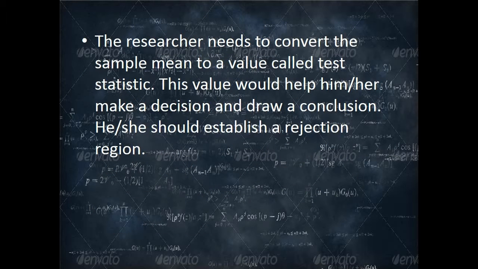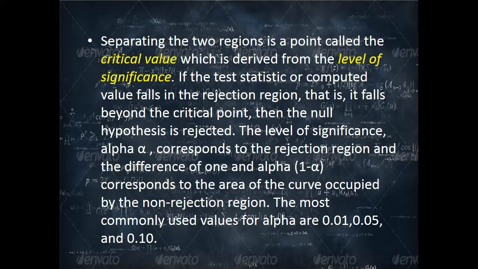The researcher needs to convert the sample mean to a value called the test statistic. This value would help him or her make a decision and draw a conclusion. He or she should establish a rejection region. Separating the two regions is a point called the critical value, which is derived from the level of significance. If the test statistic or computed value falls in the rejection region, that is, it falls beyond the critical point, then the null hypothesis is rejected.